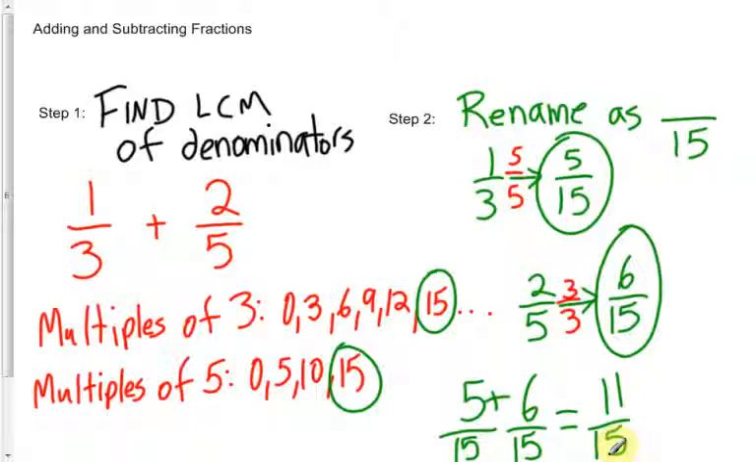Step 1, find a common denominator. Step 2, rename them using that common denominator. And of course, if necessary, look at your result. Can it be reduced? Because you always want to leave your fractions in proper form and in lowest terms.